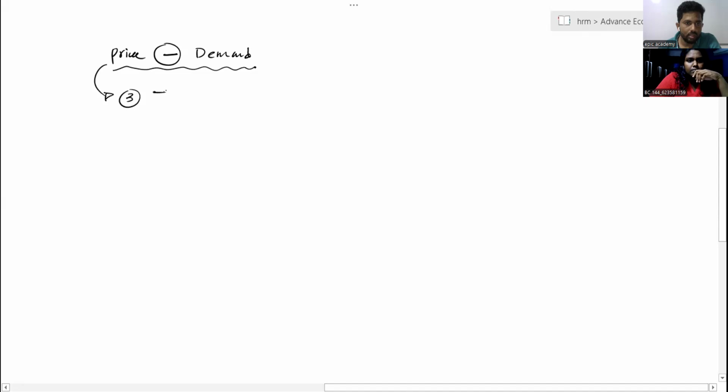First one is the income effect. Second one is the substitution effect. Third one is diminishing marginal utility. Yes, diminishing marginal utility.